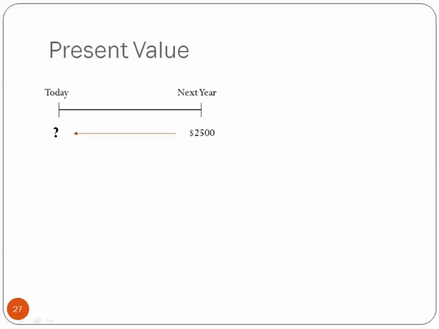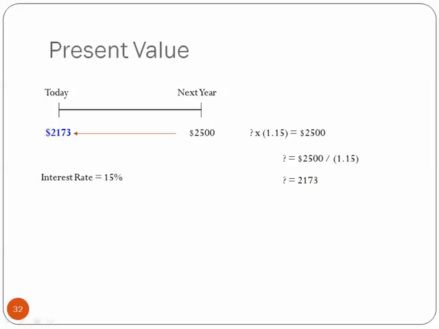One more example of the present value. We have $2,500 next year. What is this value today? So we need an interest rate. Let's just assume we're given an interest rate of 15%. Some amount today times 1.15 is equal to $2,500. Divide that out, and we can see that $2,500 next year is worth $2,173 today, given an interest rate of 15%.